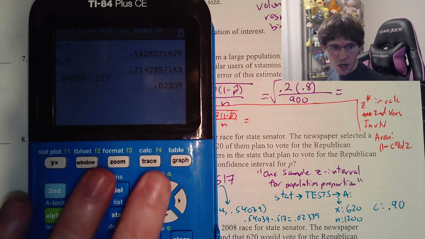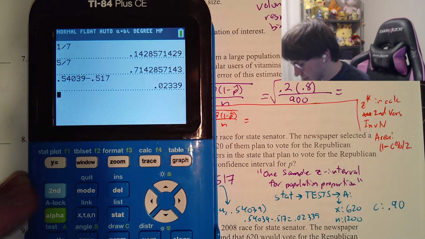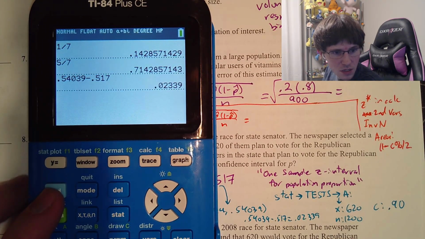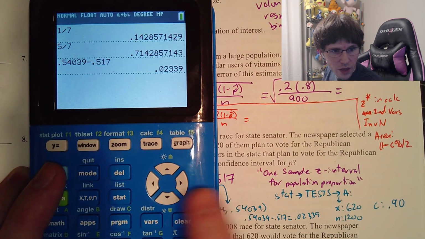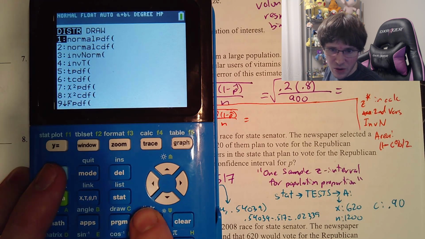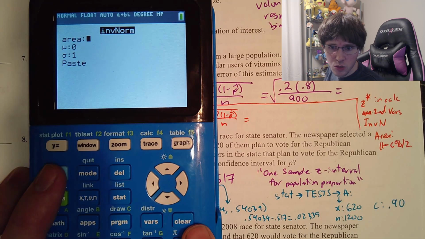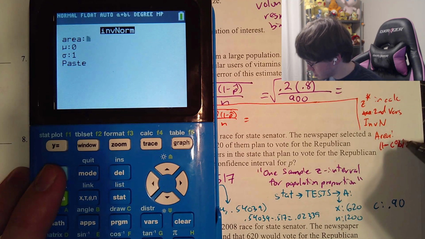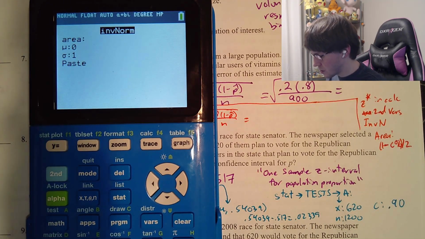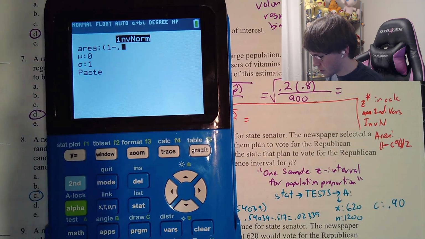So if you go in here, we're going to hit second first, and then we're going to hit vars, and then we're going to inverse norm, number 3. And the area is 1 minus the confidence percentage divided by 2. And I misread parentheses there. So parentheses 1 minus, and again, in decimal format, I believe it was 90%. Yep.